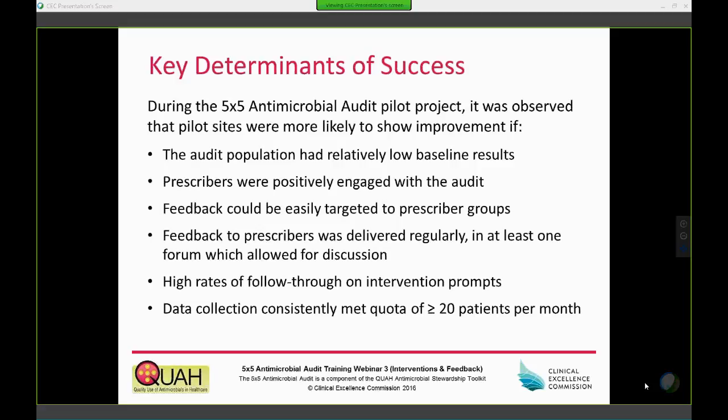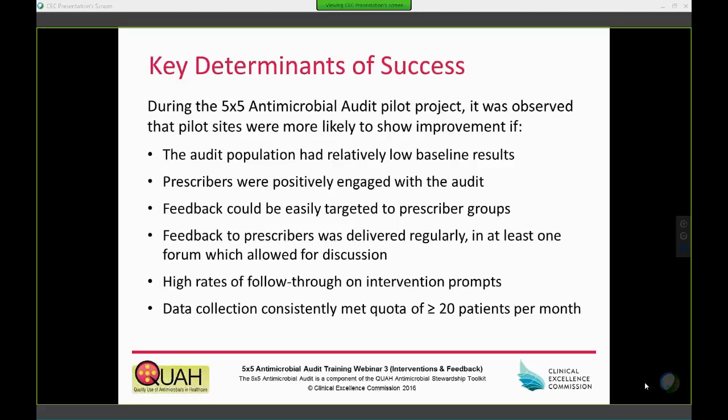There were high rates of follow-through when making an intervention when prompted. So we do give auditors that option to say yes or no as to whether or not they did make the intervention when it's prompted by the audit tool. But we'd like to think that they are making those interventions far more often than they're choosing not to.